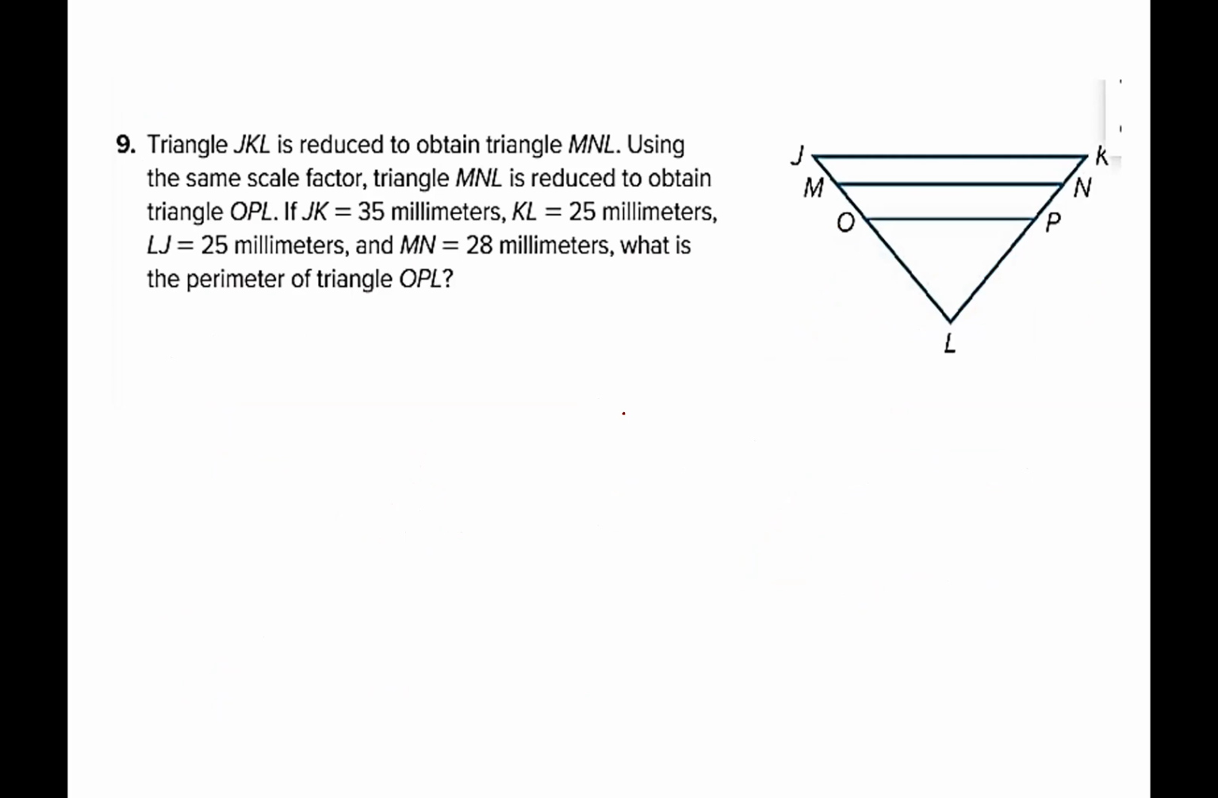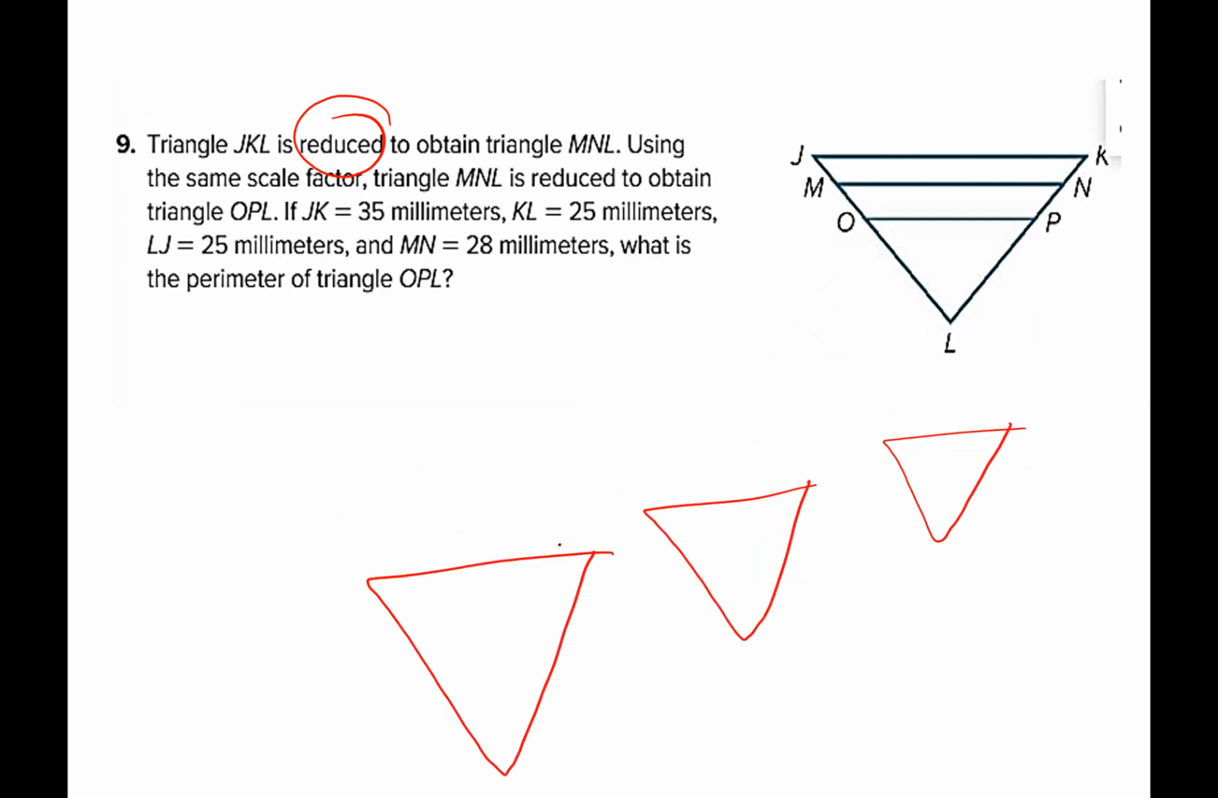Number 9, which is also very important. He said JKL reduced to obtain triangle MNL. I separate them to make it easier: JKL reduced and it's MNL. Then the MNL reduced using the same scale factor to obtain OPL. Read the question very carefully. So from here to here, multiply by k, and from here to here, multiply by the same k. One step, then second step.